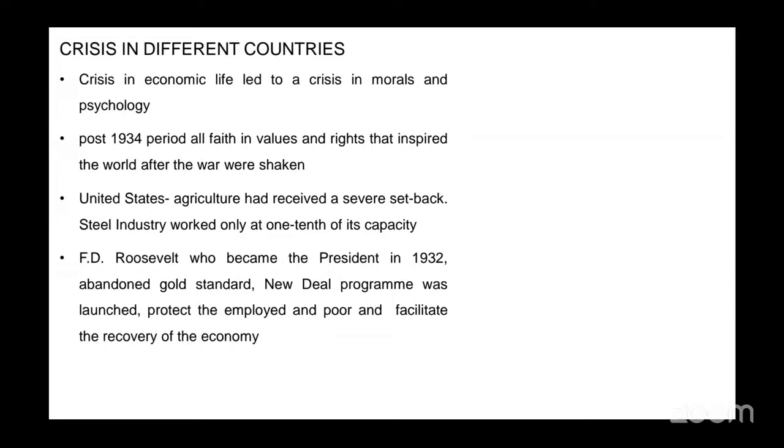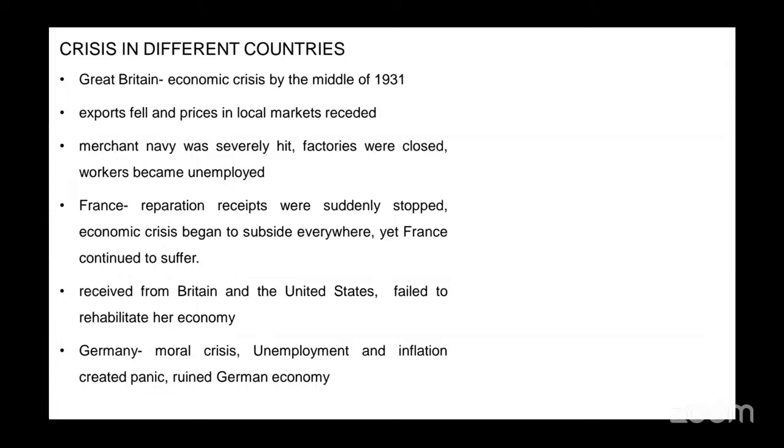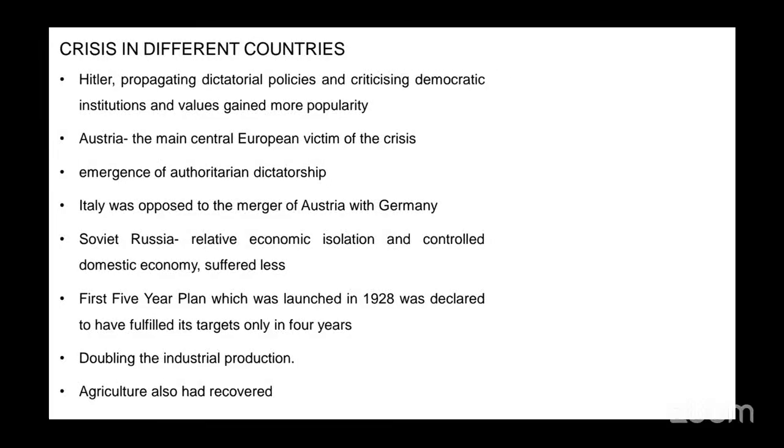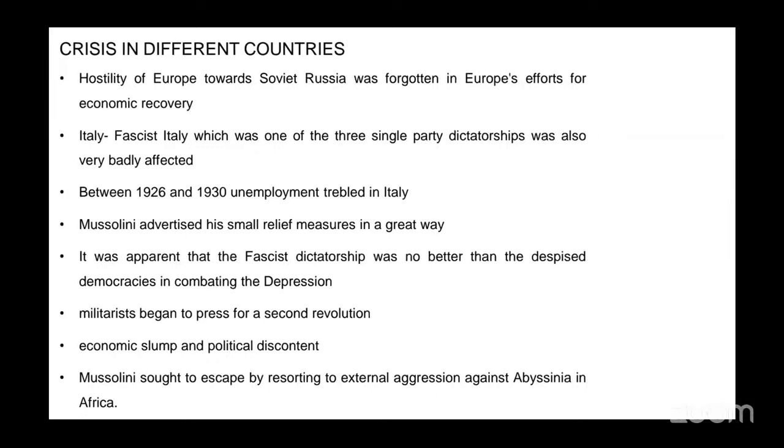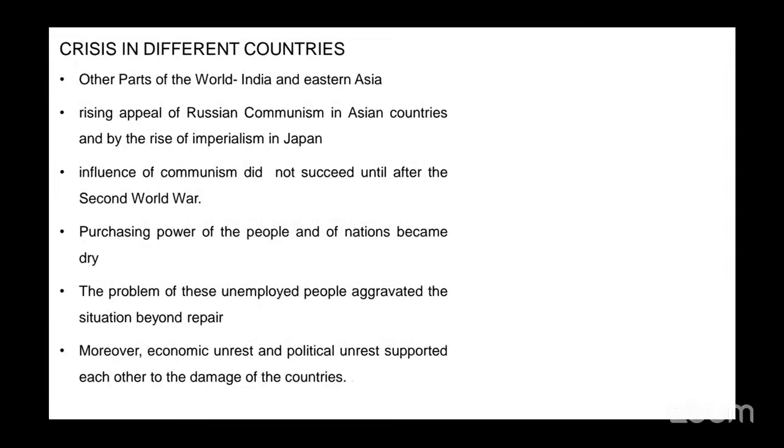So how did this go on? You can explain with the USA, Great Britain, France, Germany. All these things, and how Soviet Russia and Italy. And how the other parts of the world like India and East Asia have managed the economic depression.